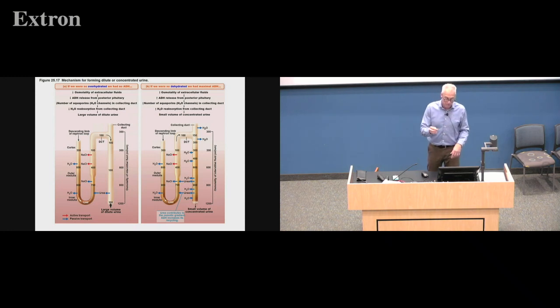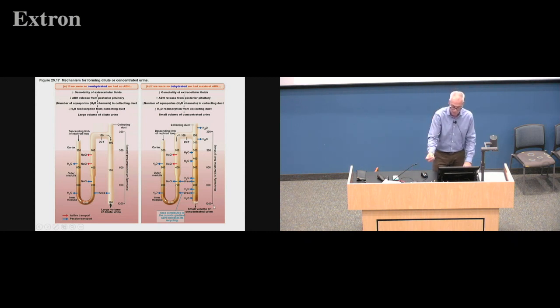And in the presence of ADH, the collecting ducts are permeable to water, and as that dilute filtrate, I should say, travels down through the collecting duct of the medulla of the kidney, we see this sort of maroon shading, which reminds us there's a lot of salt out there, 1,200 milliosmoles per liter salt out here at the deepest part of the medulla.